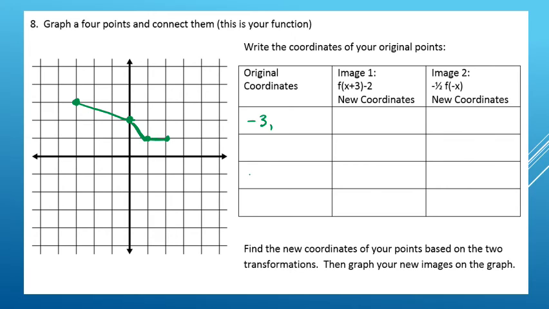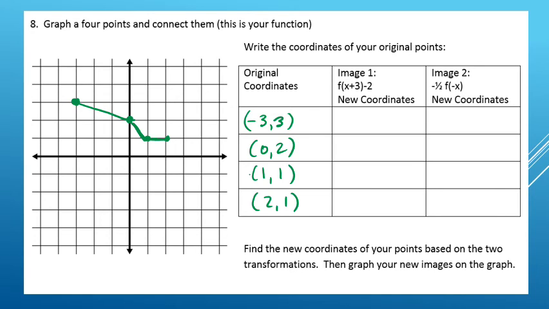I have negative 3, 3. That's my first point here. I have 0, 2, and I have 1, 1, and I have 2, 1. So those are my original coordinates. So now I'm going to do something to this. I'm going to apply a transformation.